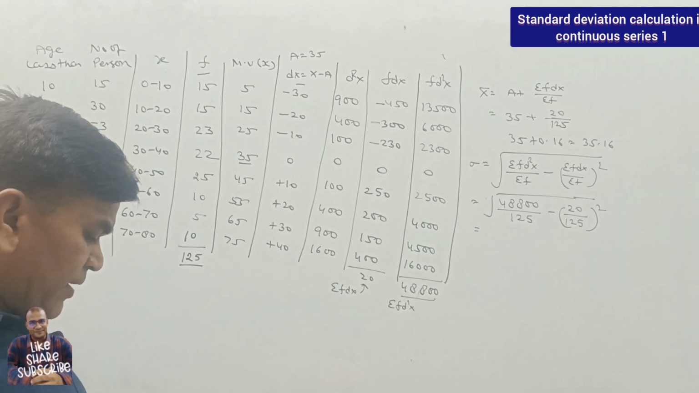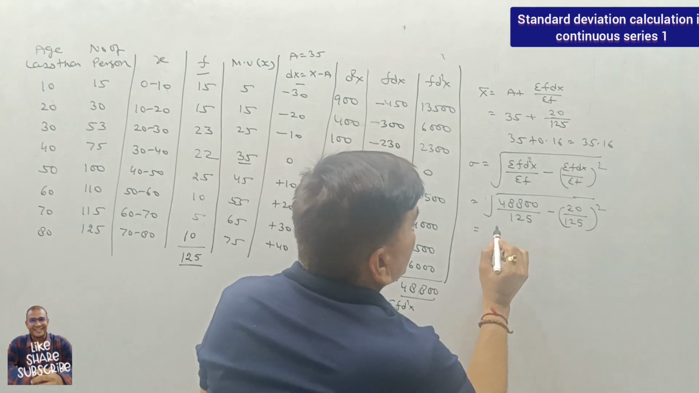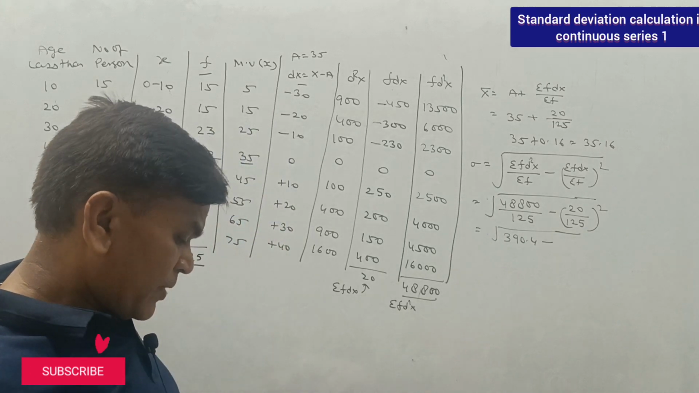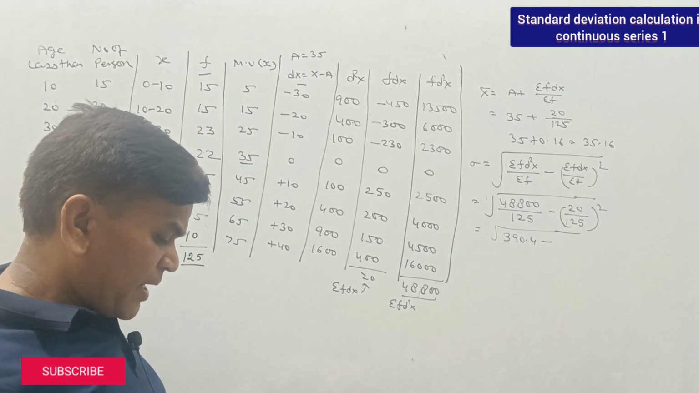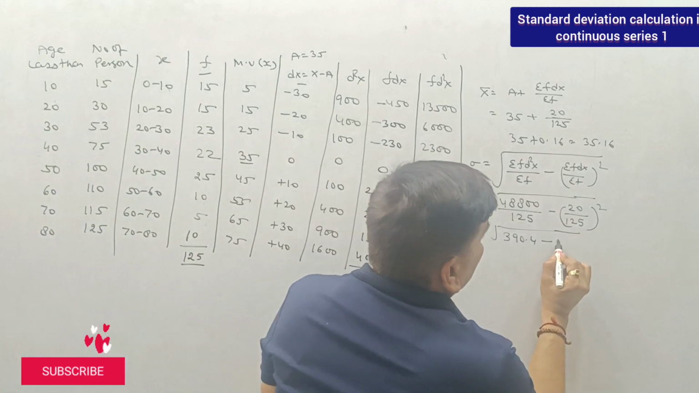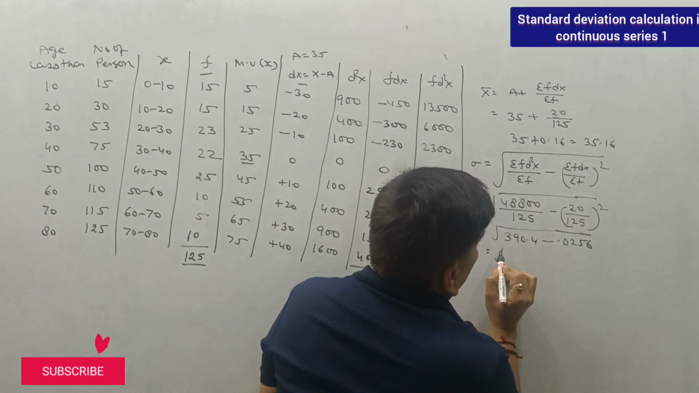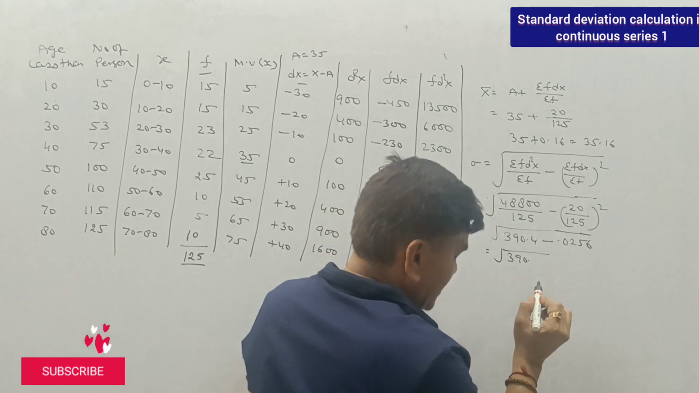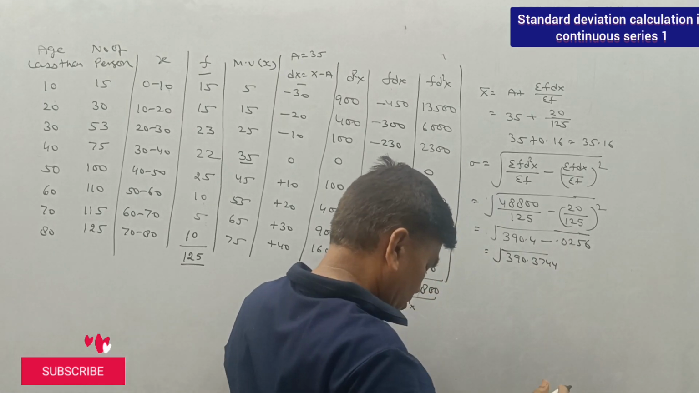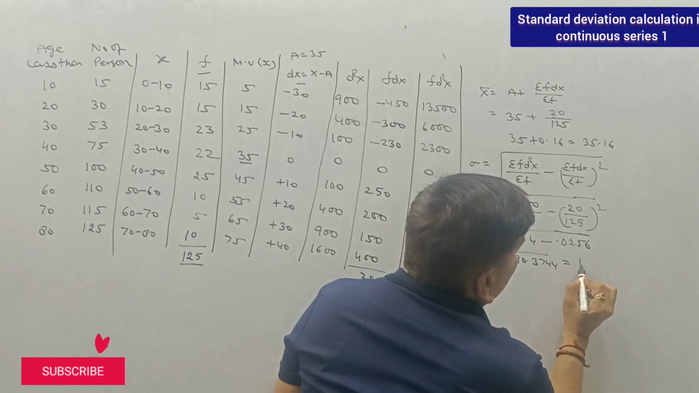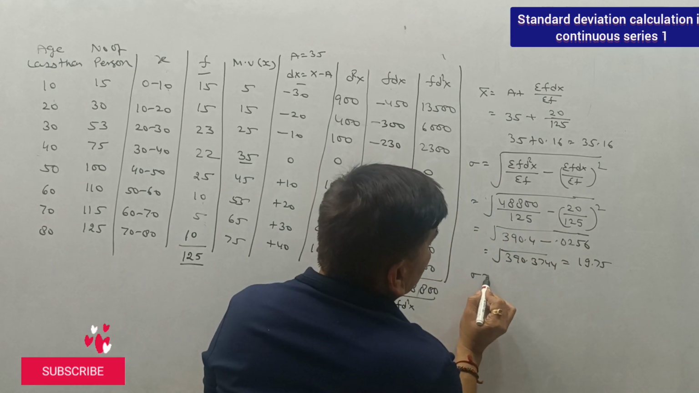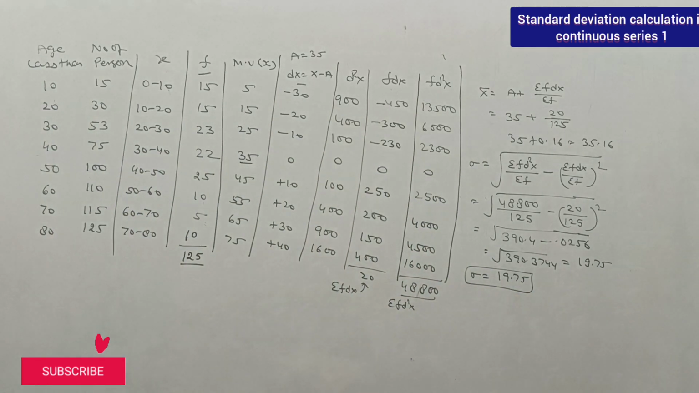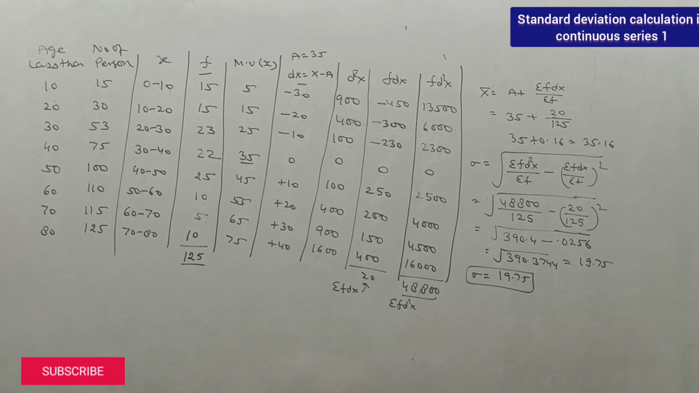48800 divided by 125 is 390.4, minus the square of 20 divided by 125, which is 0.0256. That gives 390.3744, and the square root of this is 19.75. So the value of the standard deviation is 19.75.